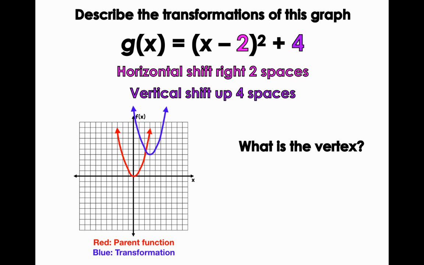So choose a point, like your vertex will help you out here, and you move 2 spaces to the right and then 4 spaces up. And my vertex is, again, this is in vertex form, 2, 4. Another option to help you graph would be to make a table of values using your transformed equation.